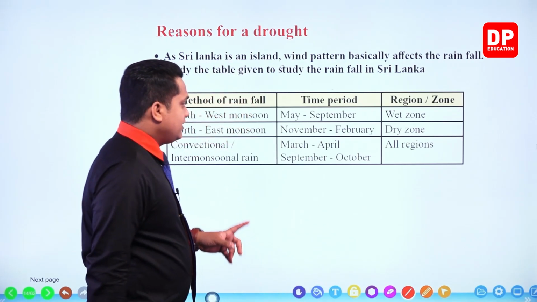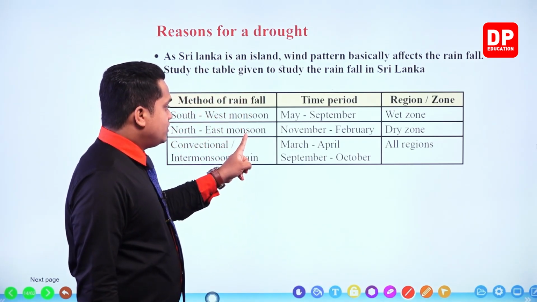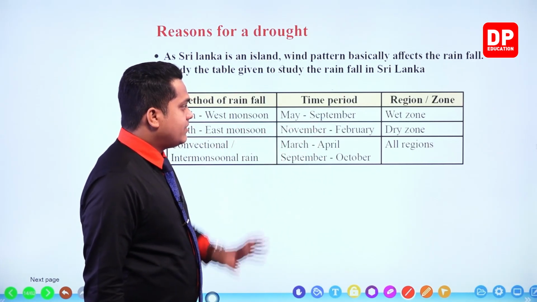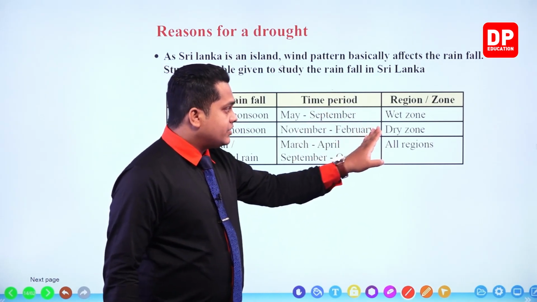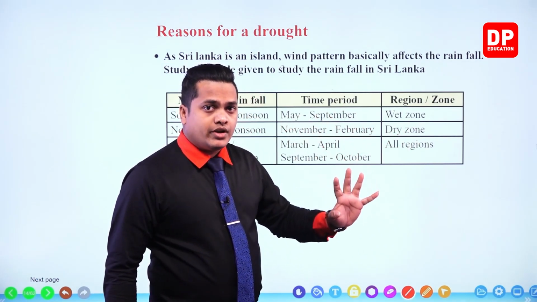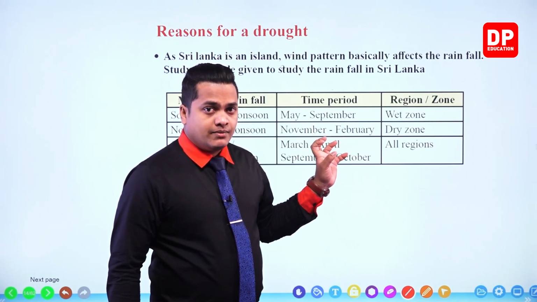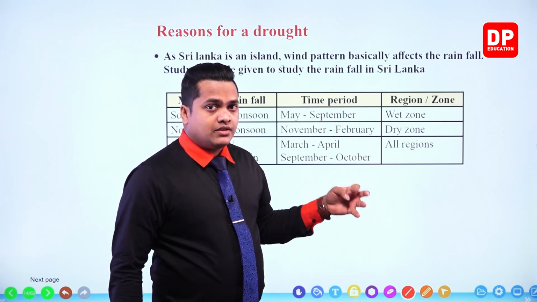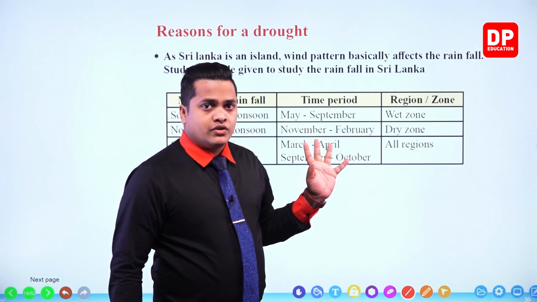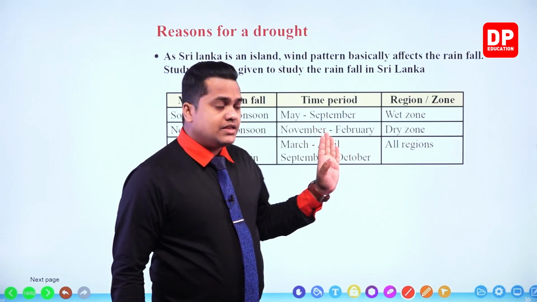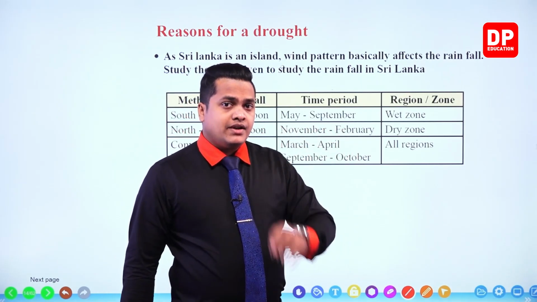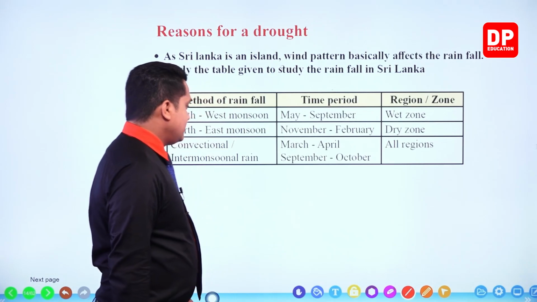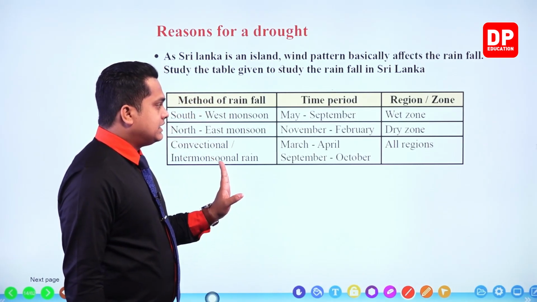Then the next thing here, northeast monsoon. If you take the northeast monsoon, it starts from November to February. During February, the dry zone, like the Anuradhapura and Polonnaruwa area, will receive plenty of rainfall, right? So if there is no rainfall during this particular time period, then my dear children, the dry zone will face a drought.